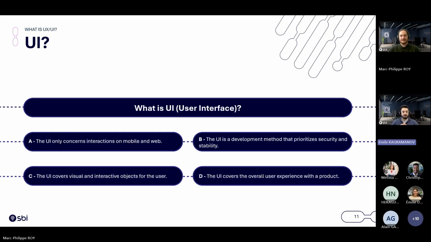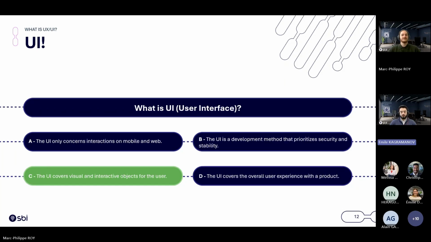I'll give you a few seconds. And the right answer is C. So the UI covers visual and interactive objects for the user. In your website, from the previous example, all the different objects like filters, menu navigation, buttons, graphics, all those objects where the user can interact with them are part of the user interface. So when you are creating a website, you need to think about all those objects and how the user will interact with them.